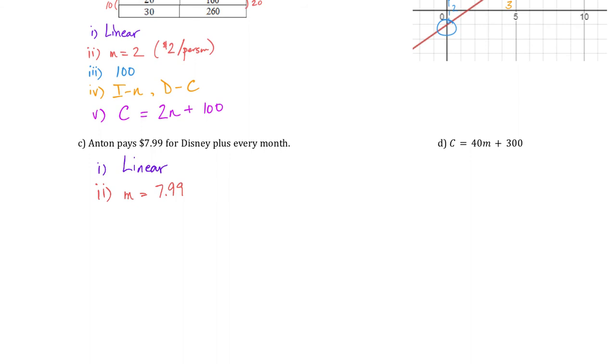What does that make my vertical intercept? Well, there is no fixed amount here. I didn't pay a certain amount to sign up for Disney Plus, then an amount per month. So my vertical intercept is 0.